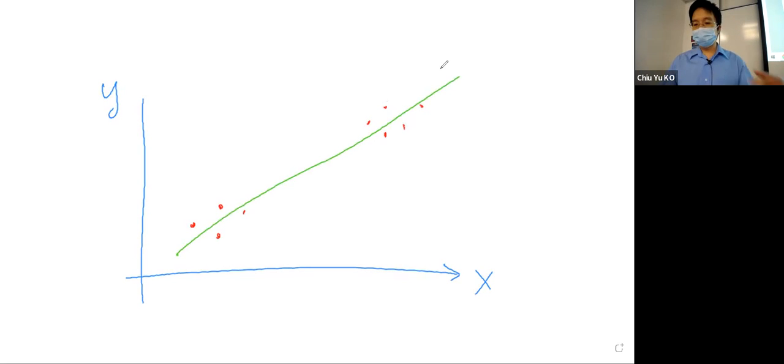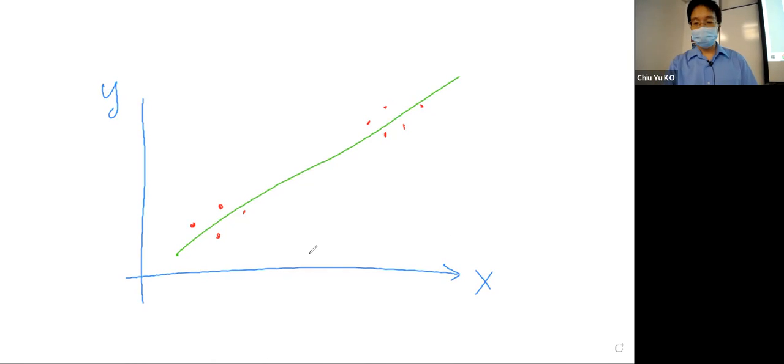Of course, how to draw this line properly will be the goal of this class, right? At the very last topic, we'll tell you how to draw the line that fits the data best. That's the goal of this class. But now we want to know how to quantify the idea that they move up together or move down together. The idea is following.